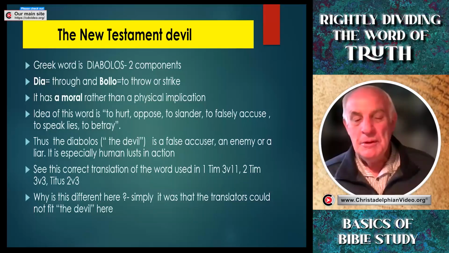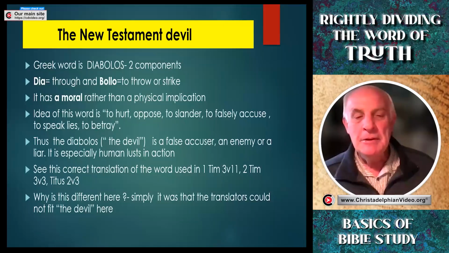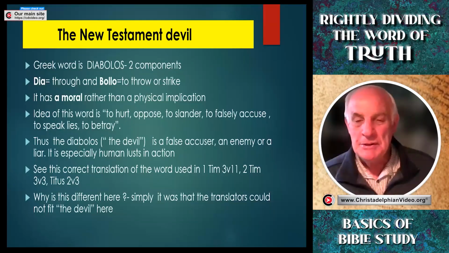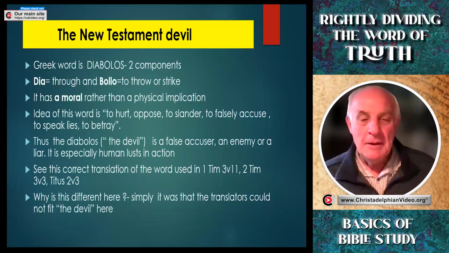So when you come to translations, be very, very careful about just reading the word devil and thinking it means what the churches think it means, because this word is used in many, many contexts to talk about the damage that is done by people who make false accusations. So the diabolos, translated as the devil in most translations, is a false accuser, an enemy, or a liar. And especially it relates to human lusts, where human lusts rise up against God and attack other people. Also, when human lust goes on its own course of destruction, it can be called the devil.